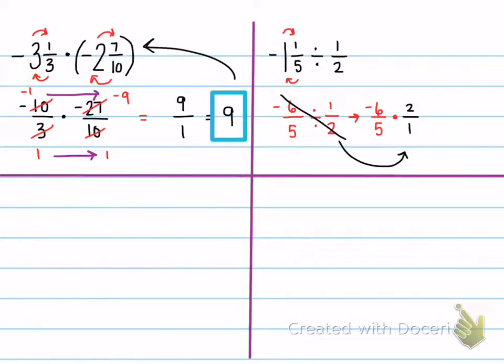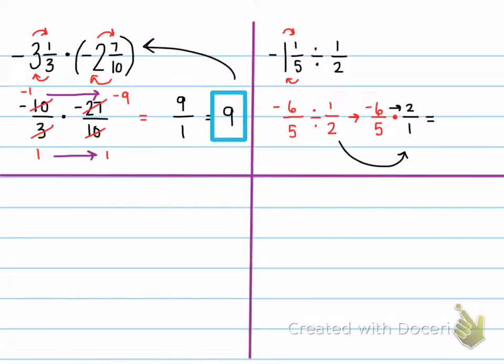You can only simplify in multiplication, so don't take that step too soon. So I have negative 6 over 5 times 2 over 1. I check my verticals, negative 6 and 5, nothing. 2 and 1, nothing. I check my diagonals, 5 and 2, nothing. Negative 6 and 1, nothing. So then I'm just going to multiply across.